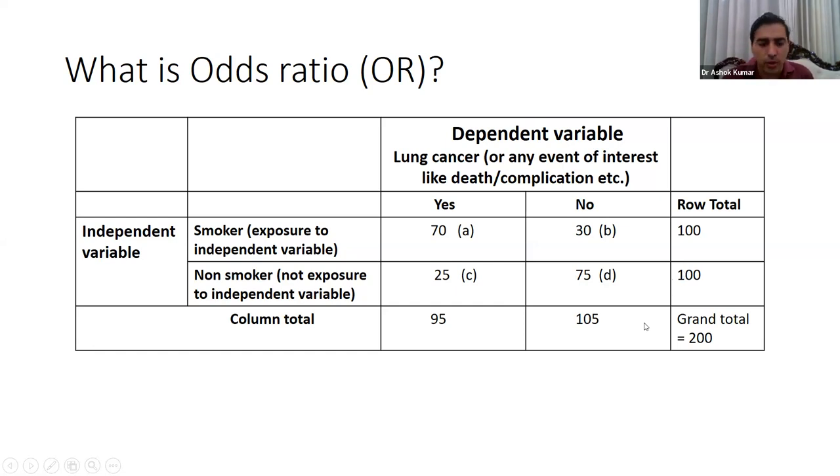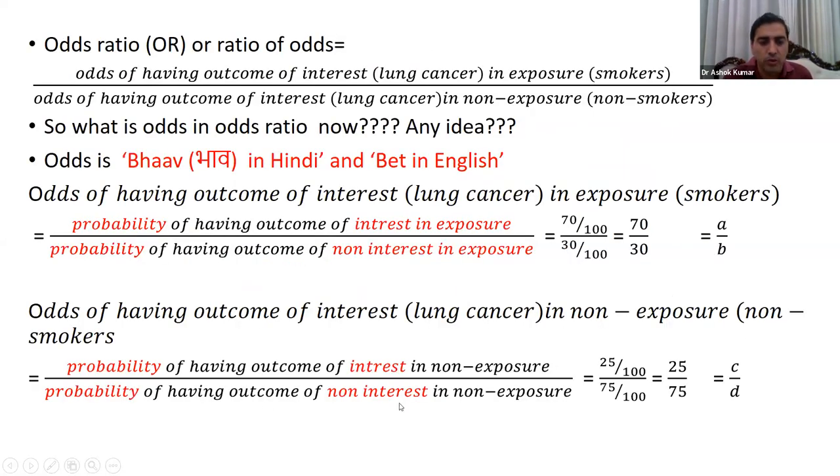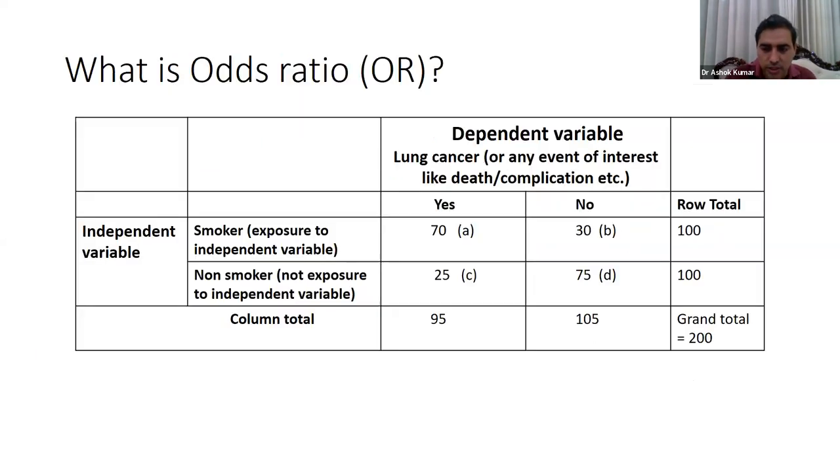So this is the probability of having the outcome of non-interest in non-exposure. When we calculate 25 divided by 100 and 75 divided by 100, the 100 and 100 will cancel. Then it is 25 divided by 75. So it is C divided by D. And what is C and what is D? You can see here, this is C, the third cell, and this is D, the fourth cell.